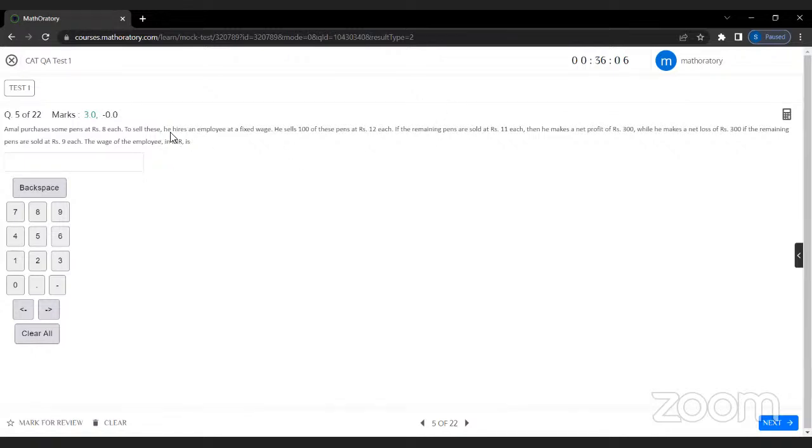So what is the change? Forget about this fixed one. Also the 100 at 12, so this is also fixed in both the scenarios. Selling at 11 each gives a profit of 300. Selling at 9 each gives a loss of 300. So there's a reduction of 600 if we reduce the selling price of each pen by 2 rupees. So there are 300 pens in the second lot.